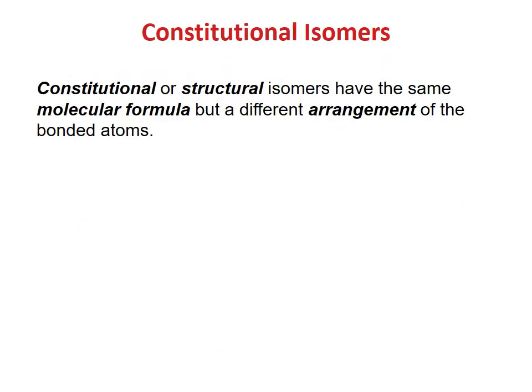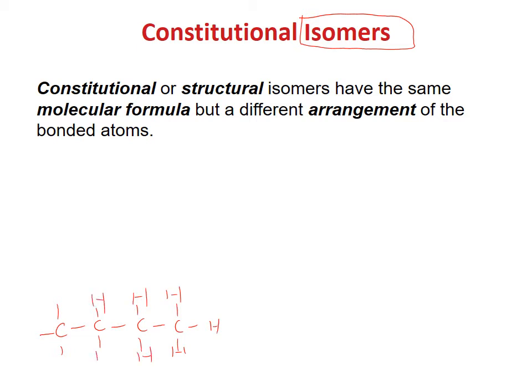Sometimes 2 different molecules may have the same formula, and these are called isomers. For example, butane contains 4 carbons, so you have 1, 2, 3, 4, and let's add hydrogens. So this is butane with 4 carbon atoms. The formula is C4H10. If you count hydrogens, there are 10 hydrogens here.